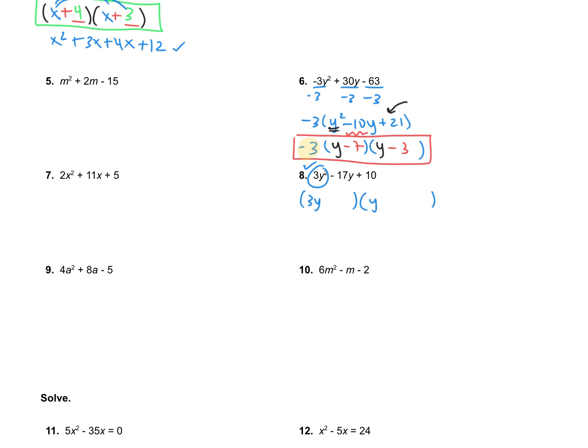Okay, again, we have this positive 10, which means we either need 2 positive numbers or 2 negative numbers. What do you think, 2 positive or 2 negative? 2 negative, right, because of this negative 17. So we're going to have a negative and a negative. And then we have to multiply to 10.